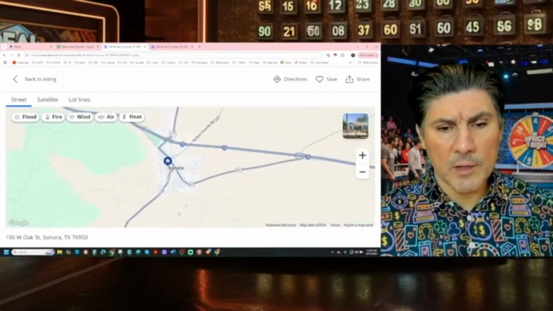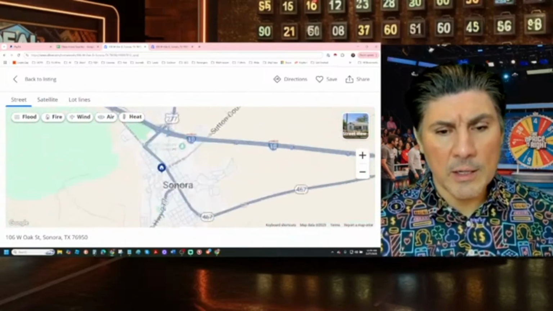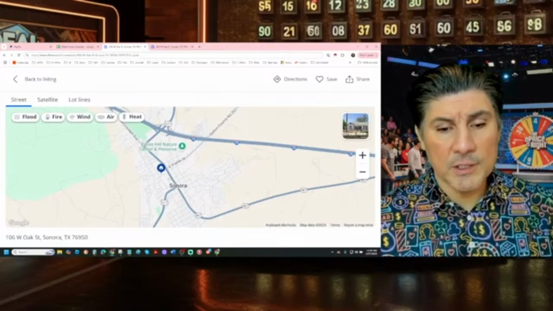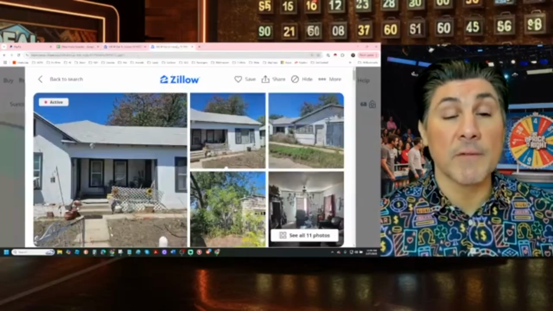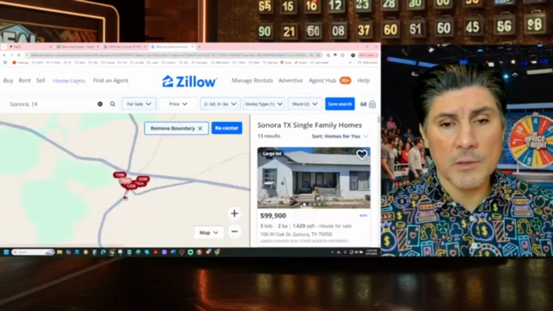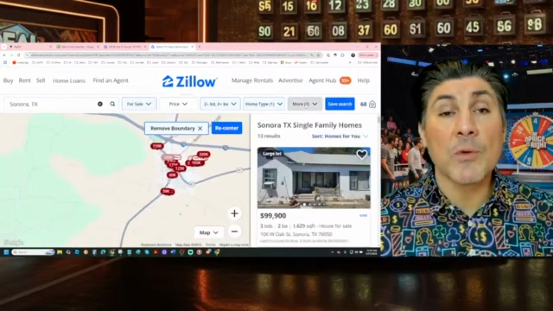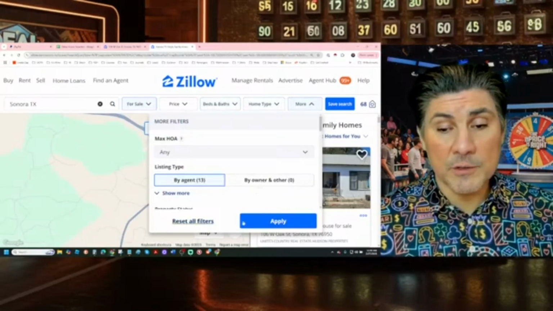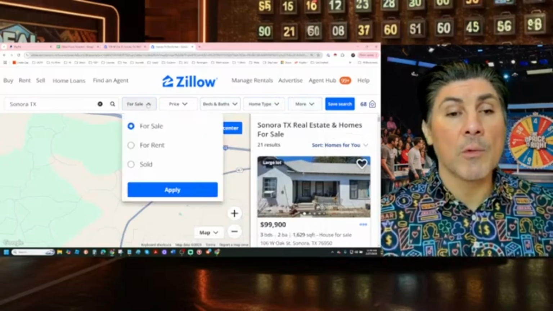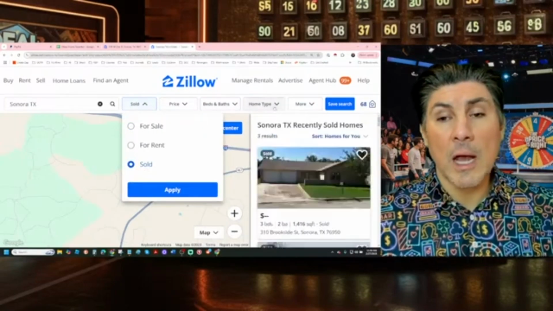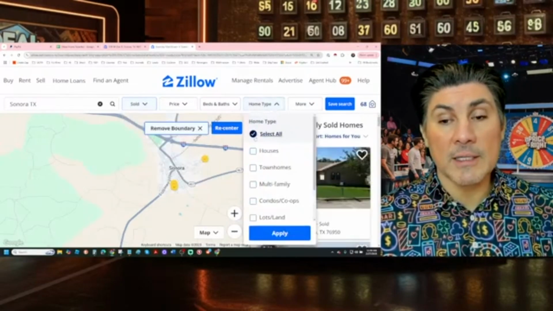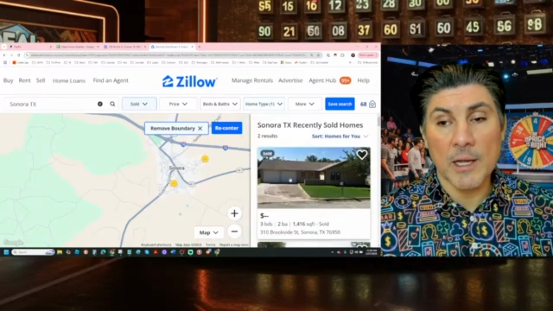All right, so I'm looking at it here. It is on the west side of the 467, but north of the 277. So now I'm going to come out of this map and scroll in. Remember, every time you do a new search, you're going to reset all your filters. You're going to click apply. Now what we're going to do is look for the solds. I only want houses, so I'm going to click deselect. I only want houses. Apply.